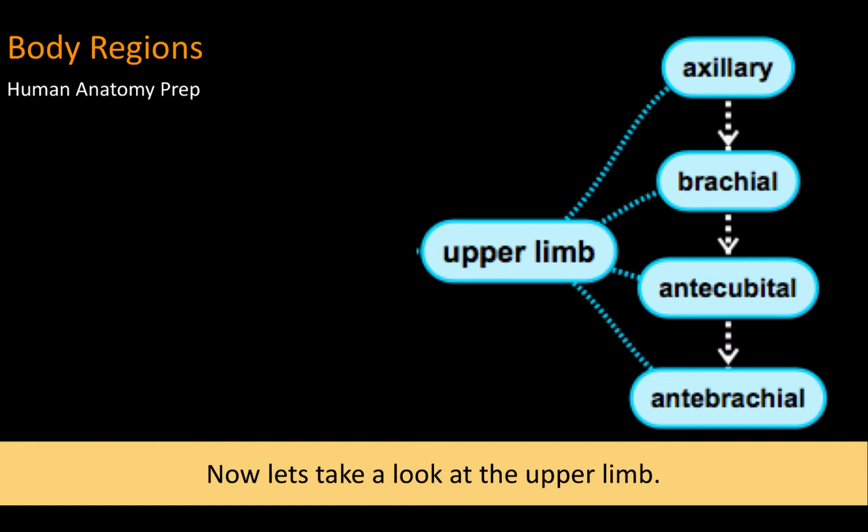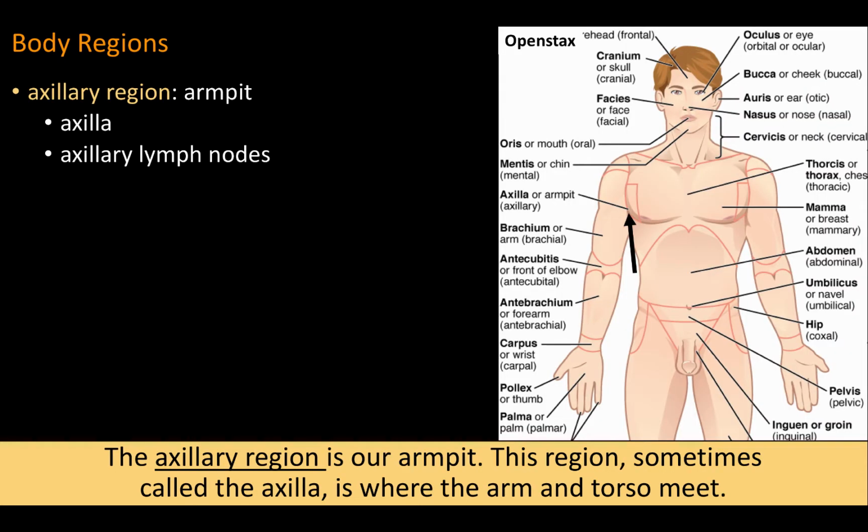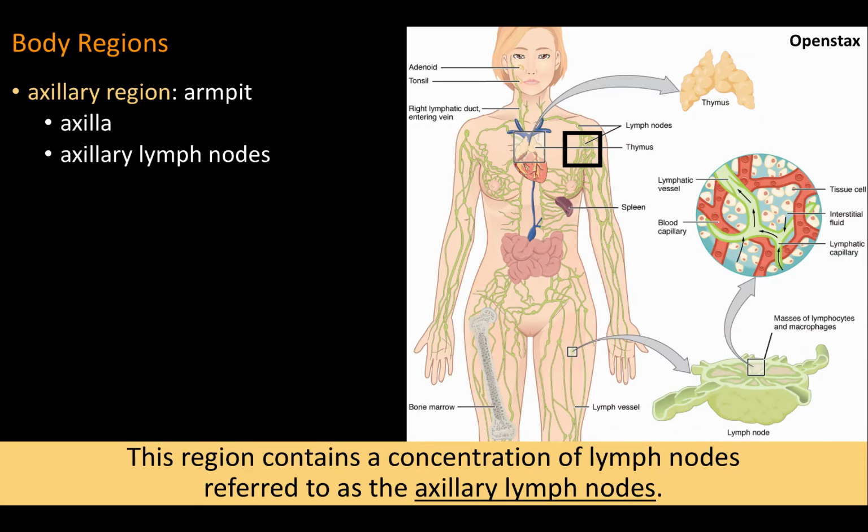Now let's take a look at the upper limb. The axillary region is our armpit. This region, sometimes called the axilla, is where the arm and torso meet. This region contains a concentration of lymph nodes referred to as the axillary lymph nodes.